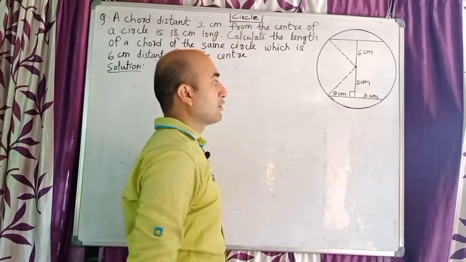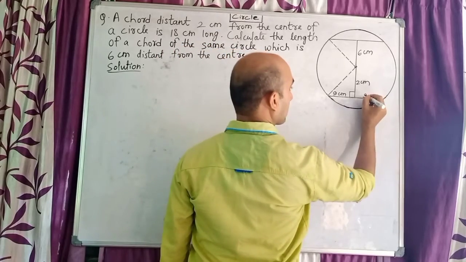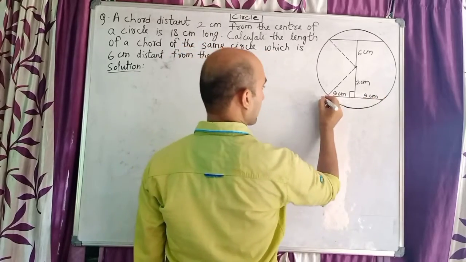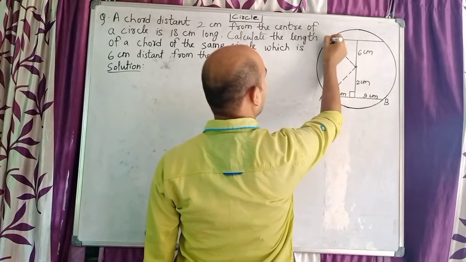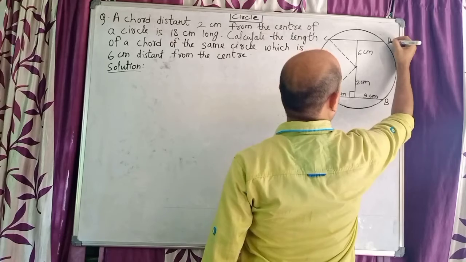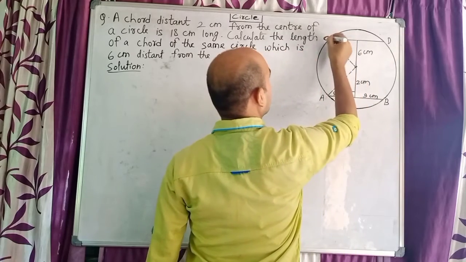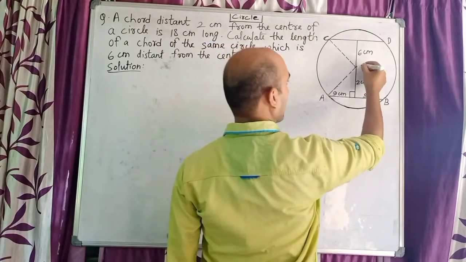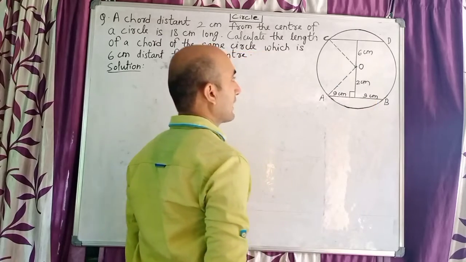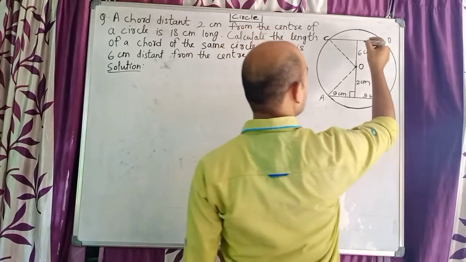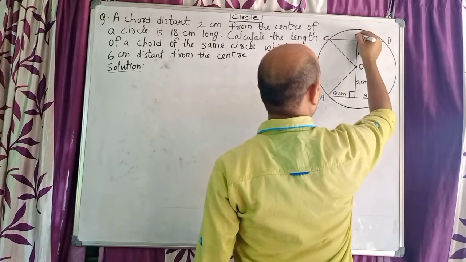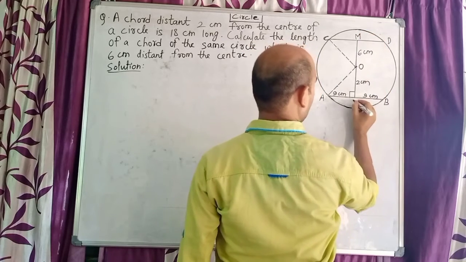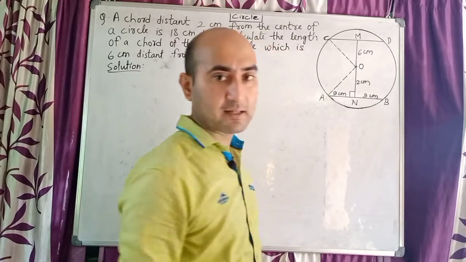First of all, let us name this figure with different names. Suppose I write my name here AB. Here I will write the second chord as CD. And here the center I always name with O, and let me write this as M and this one as N, whatever name we can give.